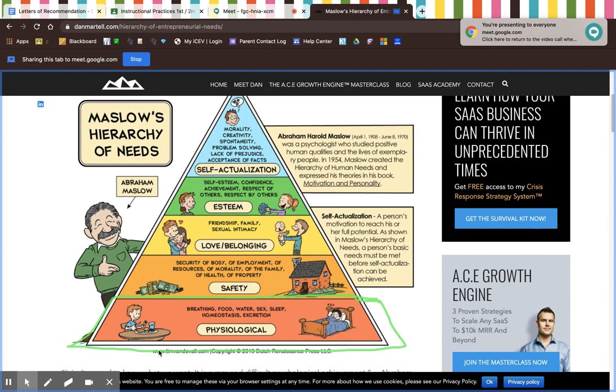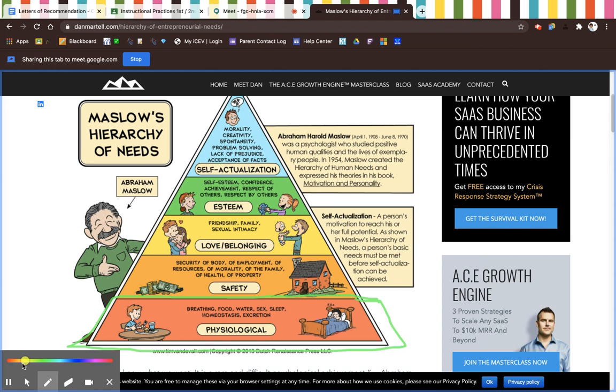is love and belonging. Love and belonging deals with friendship, family, intimate, and sexual intimacy. Now, here's where people tend to get stuck. People say, well, if I teach kinder, how am I teaching my students about sexual intimacy? We tend to focus on the sexual part of it, but intimacy is really important for children. It builds on that feeling of security.